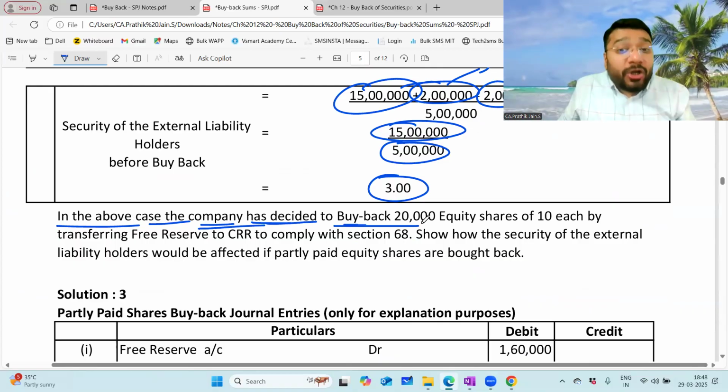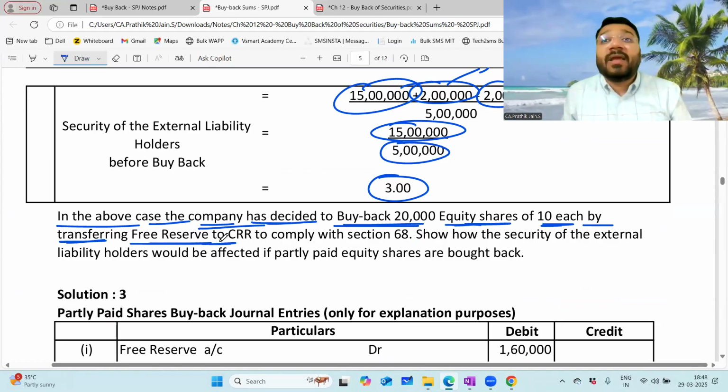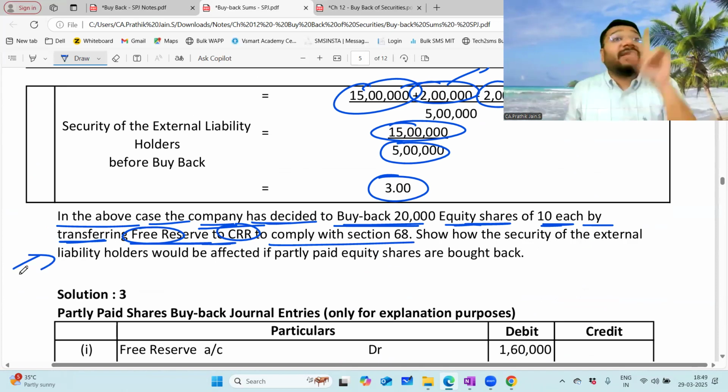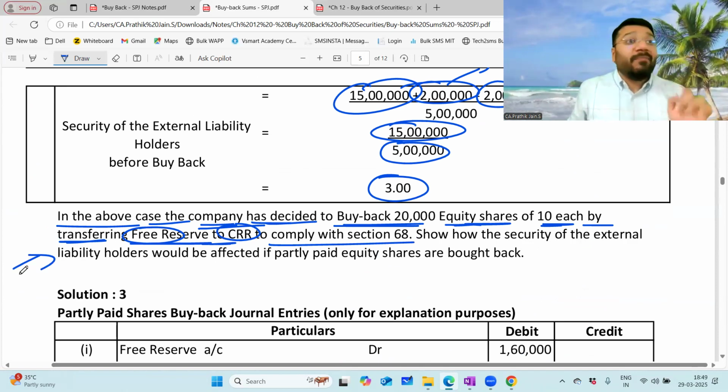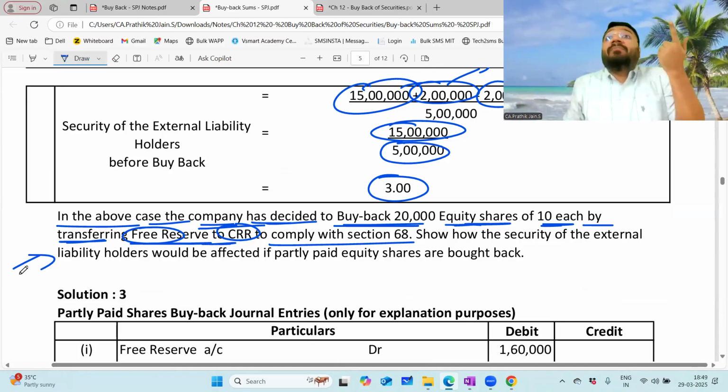The company has decided to buy back 20,000 equity shares of 10 each by transferring free reserve to CRR. So which method have they opted, 1 or 2? Method 2, where they're trying to transfer the amount from free reserve to CRR and comply with section 68, which means they're trying to keep the capital intact. But what section 68 violation is happening here? Partly paid is not completed to fully paid.